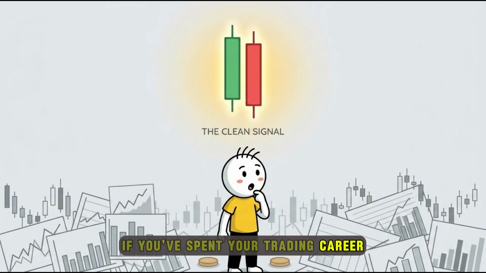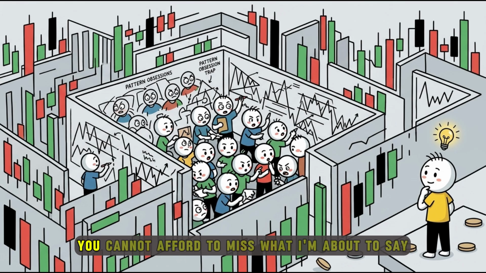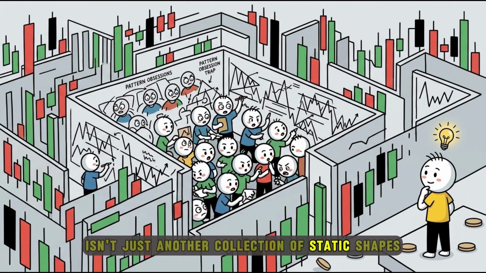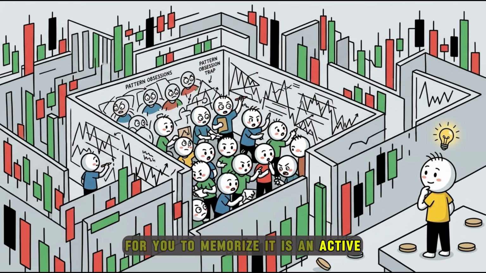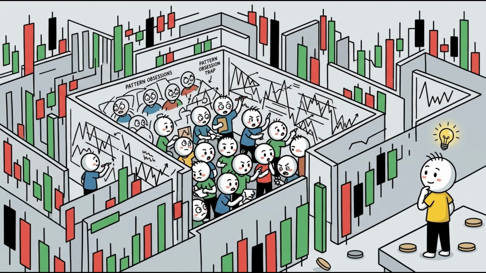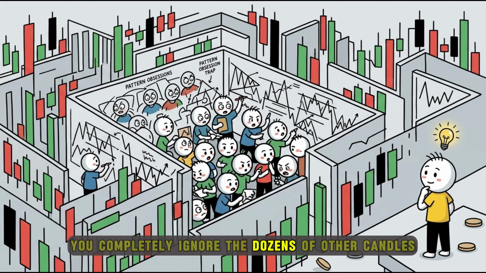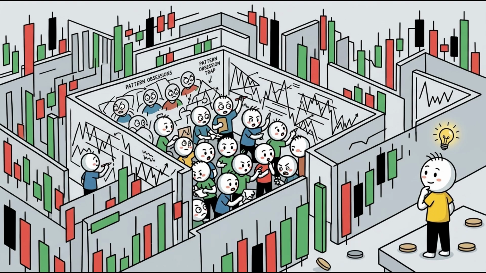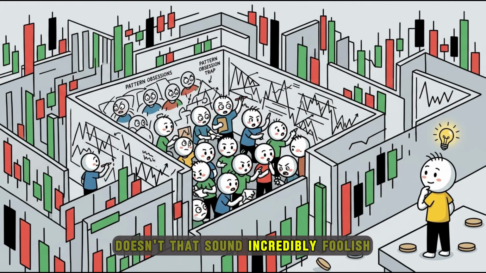If you've spent your trading career feeling like you're constantly chasing the market, you cannot afford to miss what I'm about to say. The two-candle theory isn't just another collection of static shapes for you to memorize. It is an active, continuous process. Think about how standard candlestick technical analysis works. You memorize a specific visual shape, sit by your screen waiting for the chart to magically print that exact pattern, and then blindly execute a trade the moment it appears. While you're waiting, you completely ignore the dozens of other candles forming around it, treating them as if they are entirely irrelevant to the story. When you say it out loud, doesn't that sound incredibly foolish?